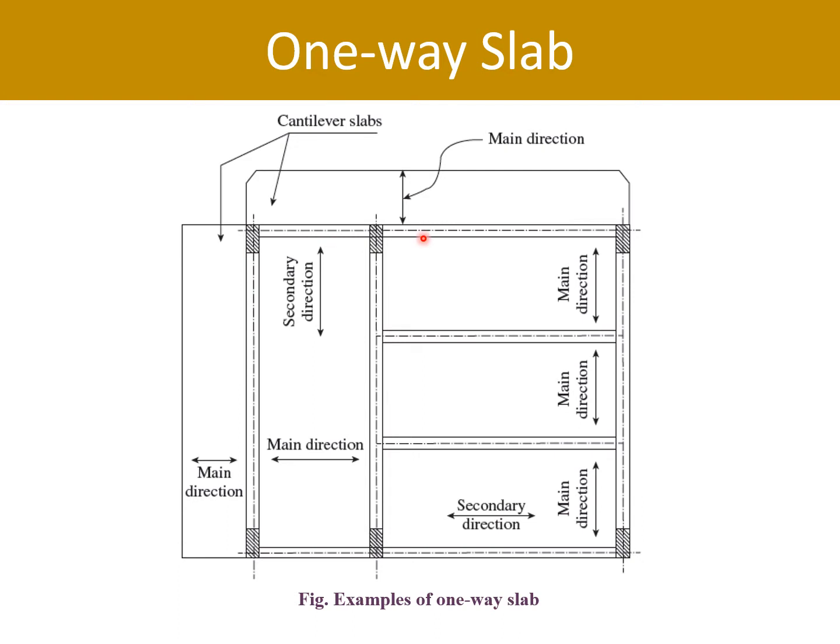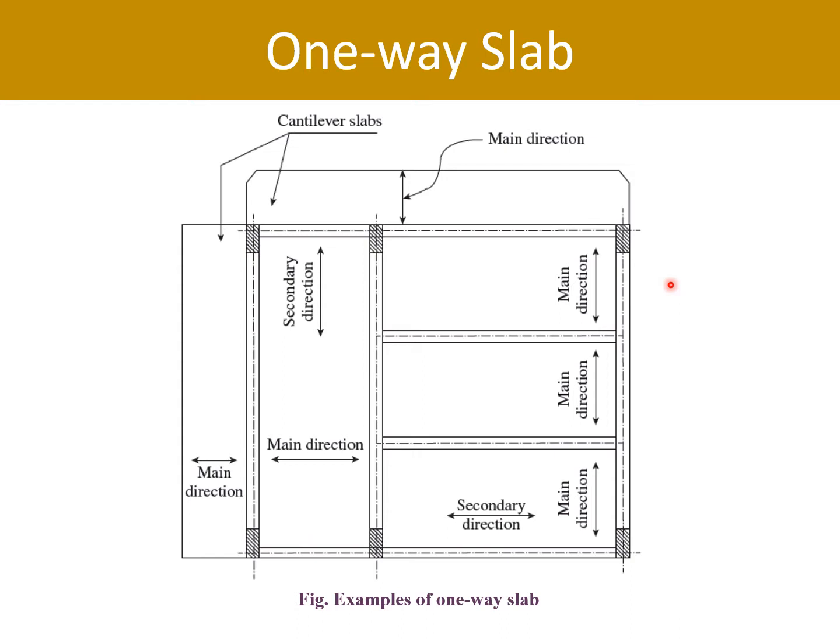So at this point, we have to understand that slabs will consist of two directional reinforcements, that is, in the longitudinal direction and transverse direction. One reinforcement will be called the main reinforcement, the other will be called the secondary reinforcement. The main reinforcement will be designed for bending, that is, for the bending moment that is calculated depending upon the support condition of slabs. And secondary reinforcement will be designed for temperature effects or shrinkage effects, etc.